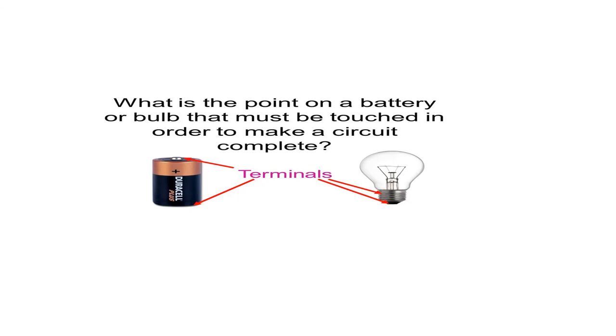So, one more thing. What is the point on the battery or a bulb that must be touched in order to make a circuit complete? It's the terminals. Terminal is the positive and the negative end. If the circuit needs to be completed and the bulb needs to glow, then the terminals should be touched.